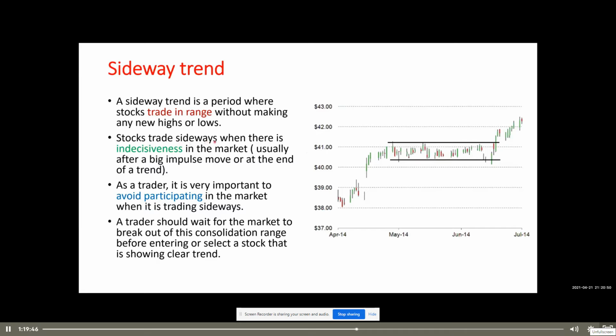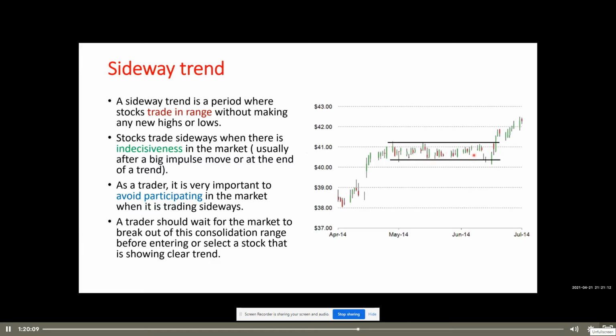And stocks trade sideways when there is indecisiveness in the market, usually after a big impulse move or at the end of a trend, right? So in this case, the stock made a move from 38 to 41 from April to May. So for 1 month, the stock was in a constant uptrend, right? And at some point, before breaking this key level of resistance, there is going to be some consolidation.